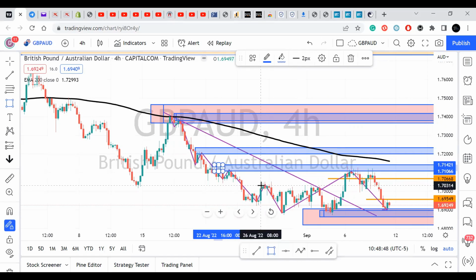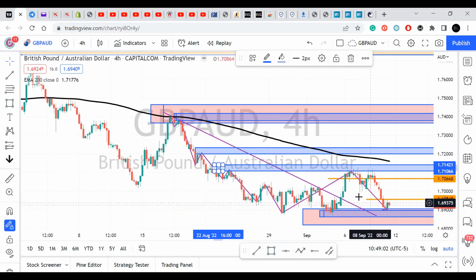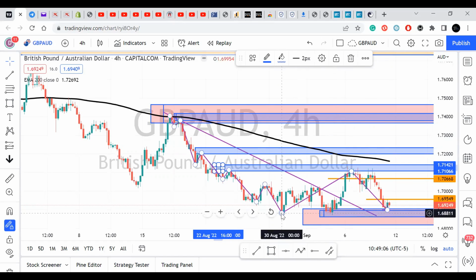Yes, this one. This one has been broken. This one has already been broken. That's why I'm not marking it. So now that we're within this zone, see price came here, price made like a double bottom.